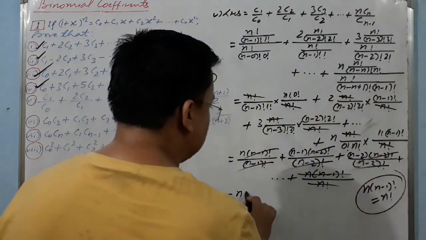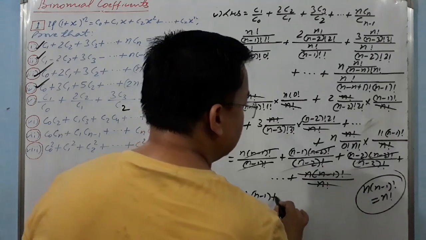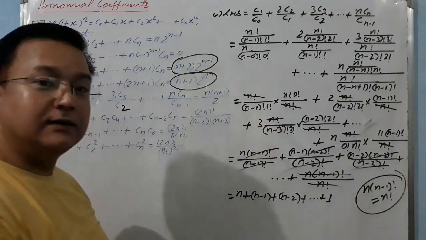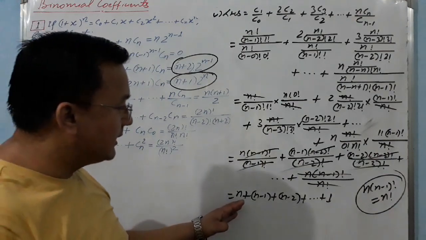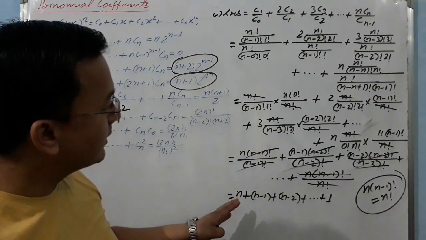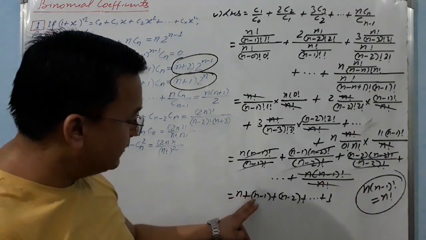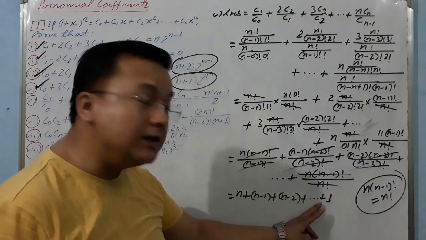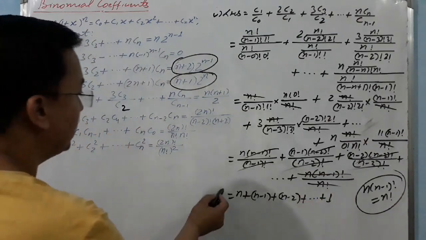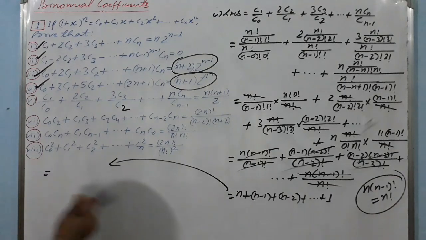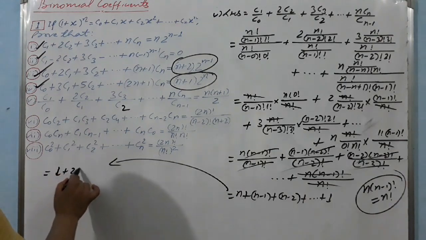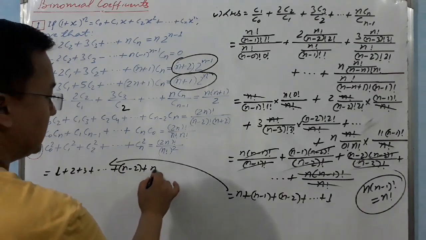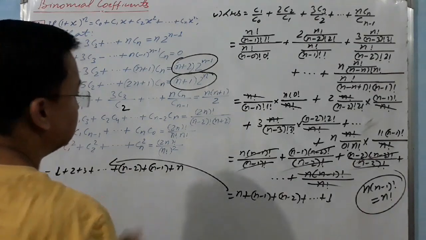So you will get here n plus n minus 1 plus n minus 2 plus dot dot plus 1 finally, right? This is the expanded form of n minus 1, n minus 2, plus 1, and before 1 you will get 2, right? I'm going to write here in reverse way: 1 plus 2 plus 3, like this way you will get, and n minus 2 plus n minus 1. Surely you will get like this way, right?